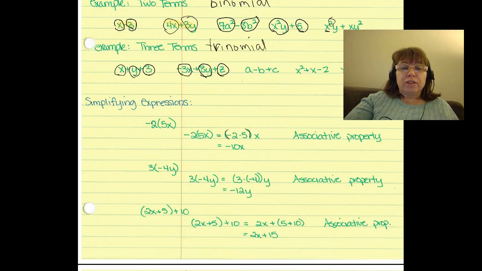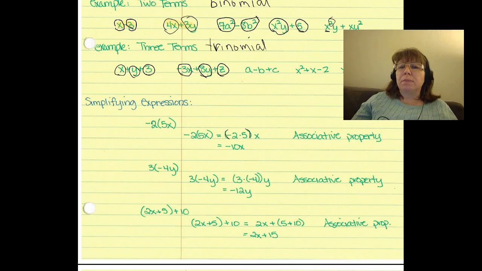For another associative example, perhaps I need to combine some addition instead of just multiplication. So I have 2x plus 5 in parentheses plus 10. But I can regroup it to where it says 2x plus 5 plus 10. I can do the 5 plus 10, so now it's 2x plus 15.